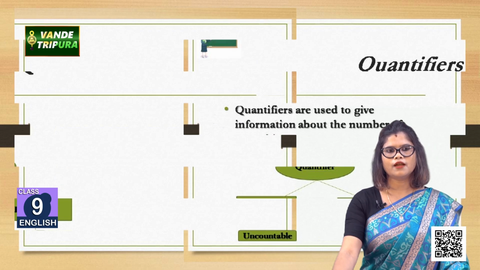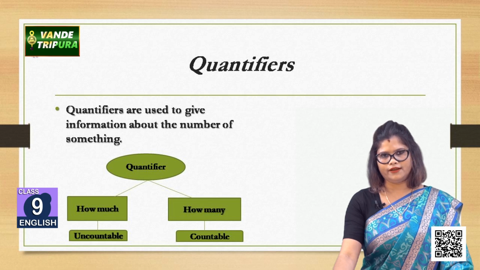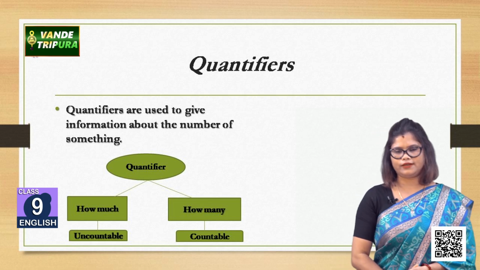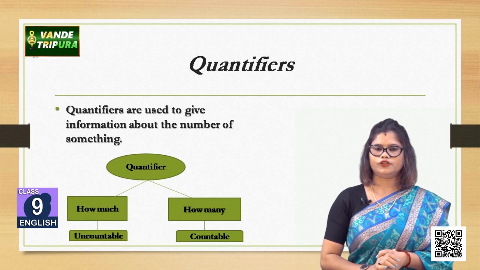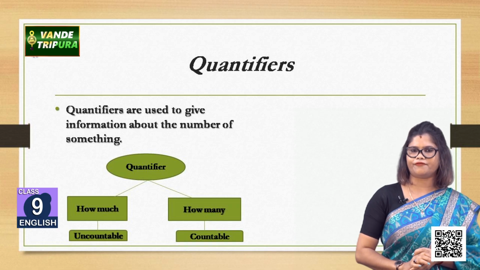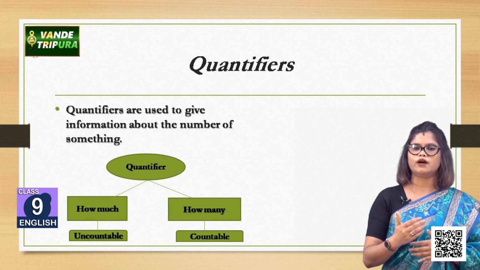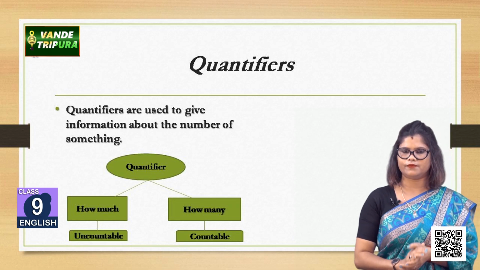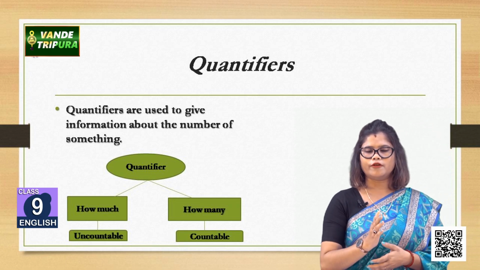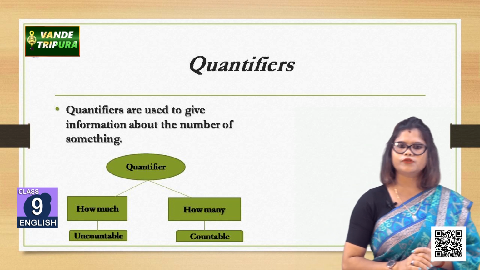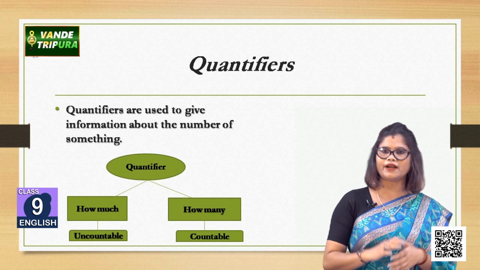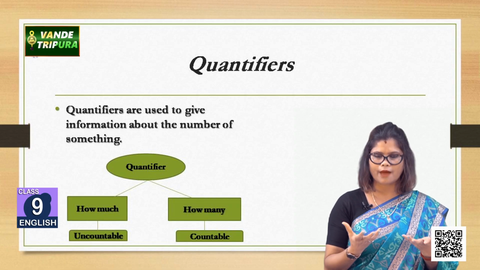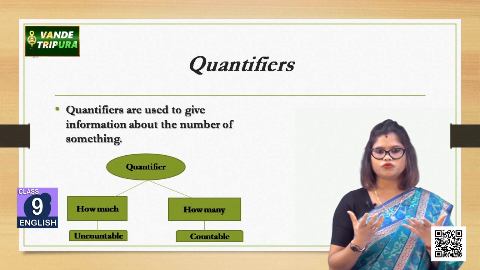Okay, clear? Next comes the quantifiers. This is very important to understand because quantifiers নিয়ে কিন্তু আমাদের অনেক confusion হয়ে যায়. So in the beginning we will know what are the quantifiers. Quantifier, the word comes from the word quantity. তাহলে quantity বোঝাচ্ছে. Now see the definition. Quantifiers are used to give information about the number of something. So quantity মানে আমরা number বা amount বুঝতে পারছি, কতটুকু সেটা বুঝতে পারছি.